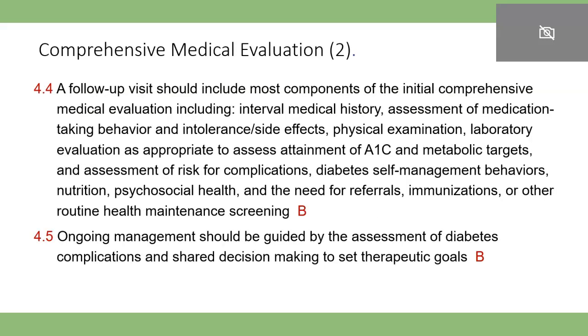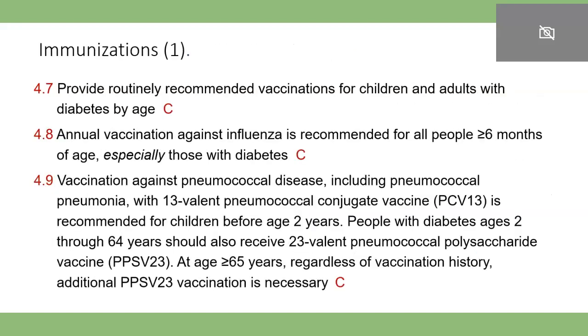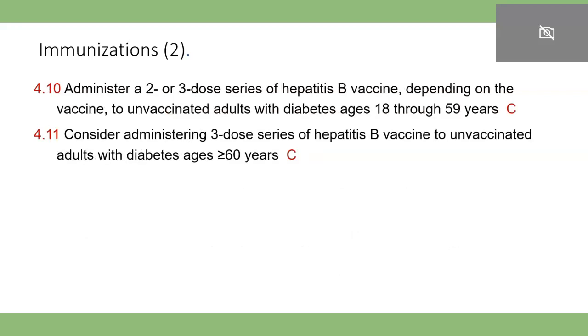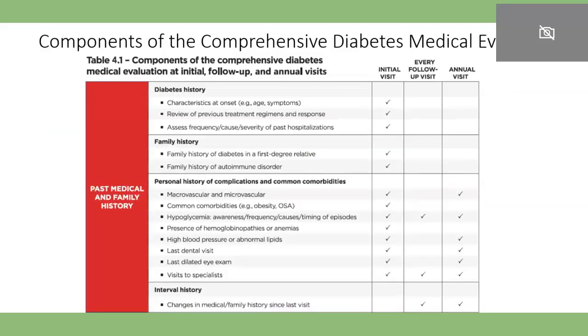So the follow-up visit has most of the components of the initial visit, but you're also going to have more going over labs with them and just more of that continuity of care. And I'm going to show you a table in just a minute that shows that. And this shows the importance of immunization, so don't forget about pneumococcal, the Prevnar, Pneumovax, the yearly flu shots, and hepatitis B if they haven't had it, because remember, these people are more prone to illness.